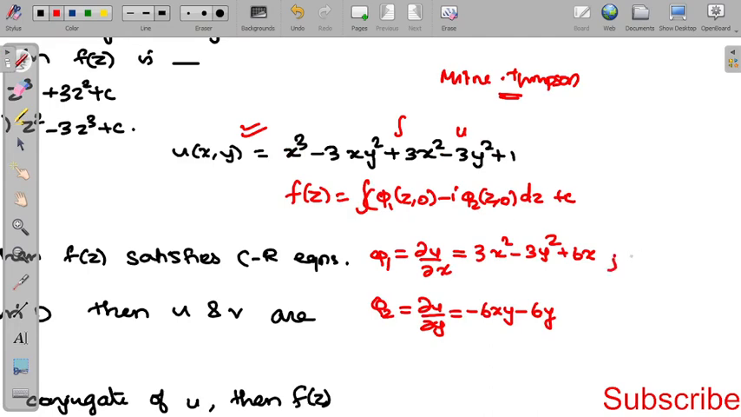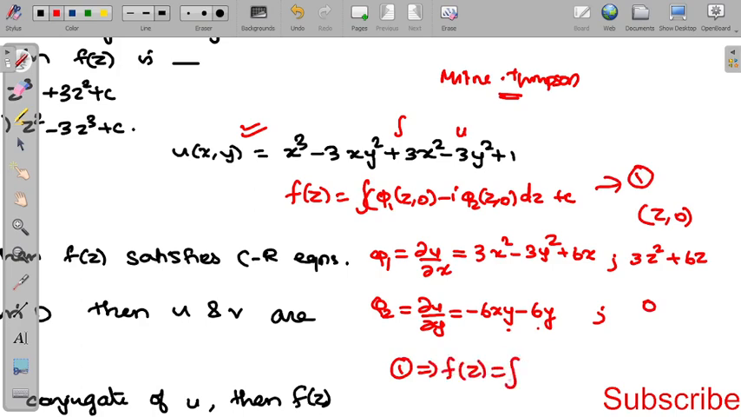So at z comma 0, this phi 1 value becomes 3z square plus 6z. Again here phi 2 value, y is 0, so it is totally 0. Now we can substitute this in equation number 1. So equation 1 gives f of z is equal to integral of phi 1 value, 3z square plus 6z, minus i into phi 2, which is 0, into dz plus constant c.